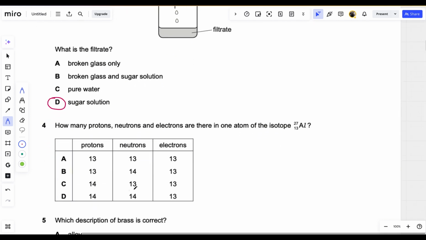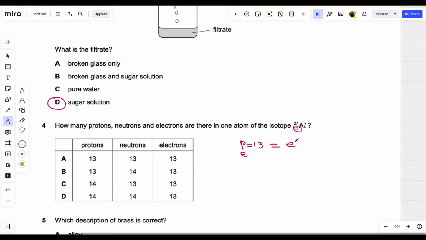Here we're going to do small mathematics. How many protons, neutrons, and electrons are there in the atom of isotope aluminium-13? Okay, now the atomic number, which is 13, is equal to the number of protons. So proton is 13. The number of protons equals the number of electrons, so electron is also 13. Instead of writing electron again, we write E.